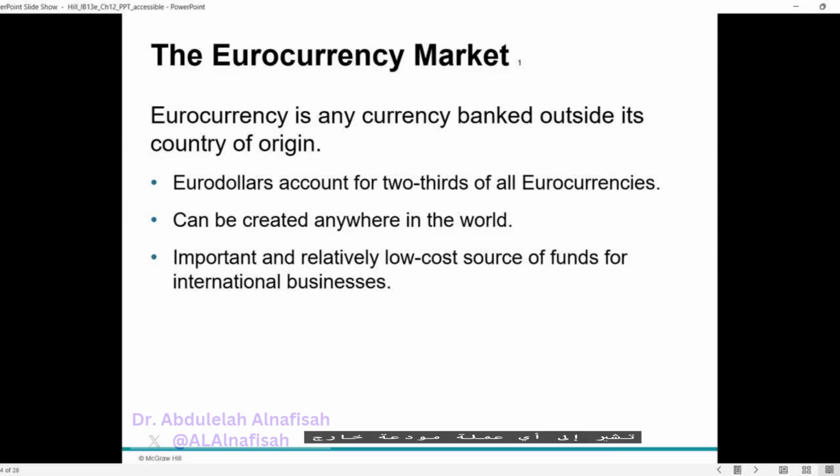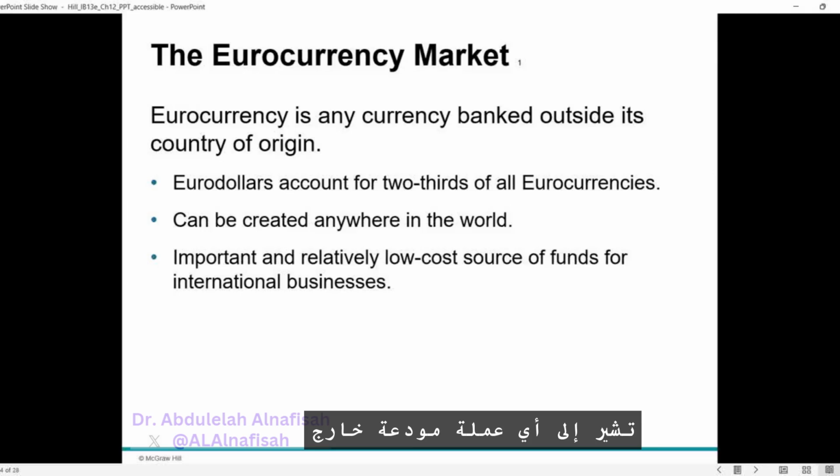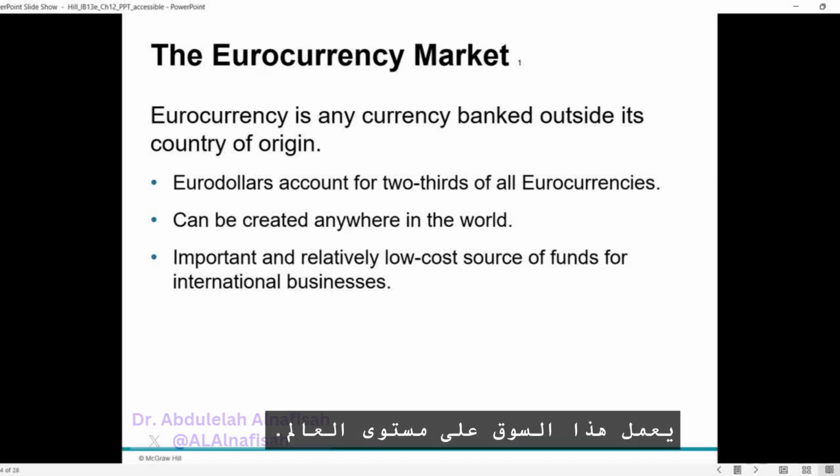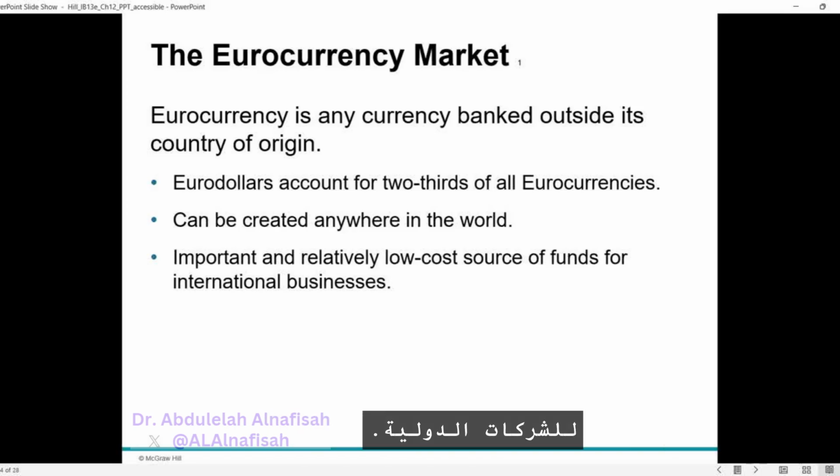A euro currency refers to any currency banked outside its country of origin. For example, euro dollars, U.S. dollars banked outside the United States, constitute about 2/3 of all euro currencies. Other examples include euro yen, euro pounds, and euro euros. Despite the euro prefix, this market operates globally, reflecting its European origins. The euro currency market provides an essential and cost-efficient funding source for international businesses.